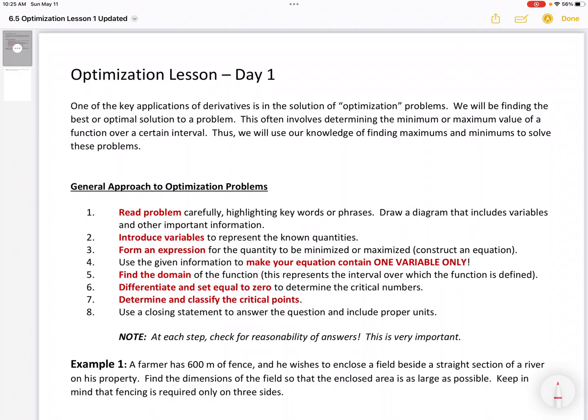So let's just take a quick read about this. We are going to be using derivatives to solve our optimization problems. We'll be finding the best or optimal solution. So again, maybe we want to minimize cost, maybe we want to maximize area. In order to do that, we want to find those maximum and minimum values. Well, how do we do that? We find the derivative. We set it equal to 0, and that's going to give us the places where we have maximum and minimum values.